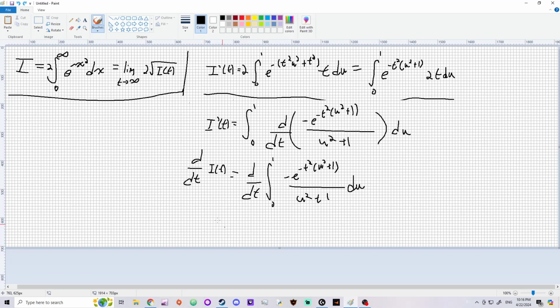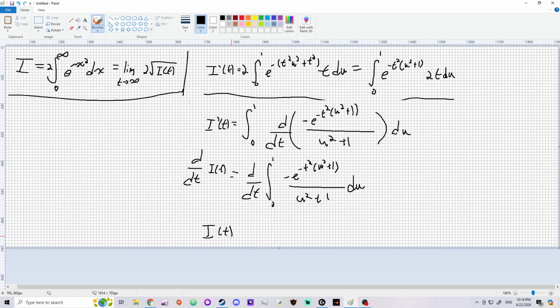Or I could just do this, right? Differentiate, or not differentiate, but integrate with respect to t. Anyway, in whole, the derivatives cancel out. That's what I want you guys to notice, okay?